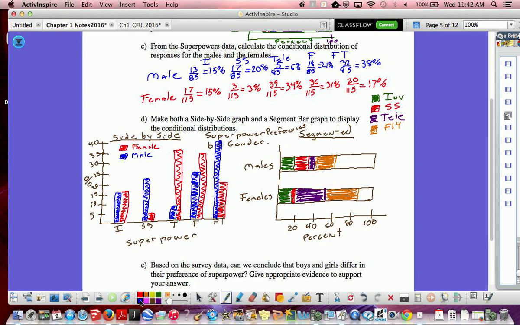And then I just have one more color. I haven't used blue yet. So that will be freeze time. So that's what a segmented bar graph looks like. It colors in the percentages of the superpower preference for the females and the males, and the colors match up the superpowers. So you can now start to see what is preferred by each gender, by either graph.